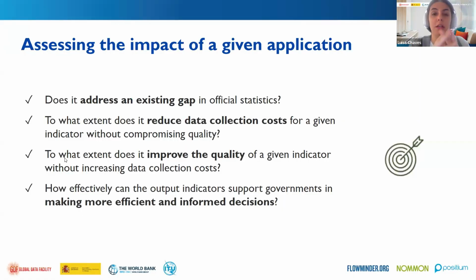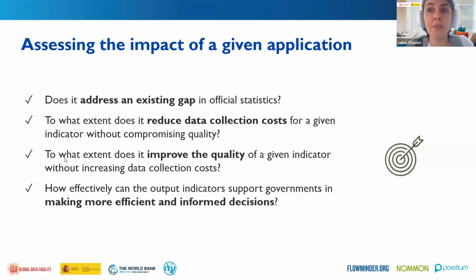Now let's move forward to the conclusions and recommendations, which is a very important part of our course. We have seen several policy applications, but which ones are better suited for our country? To answer that, we need to assess the impact of the policy applications. Here we have a guide on how you can do that.